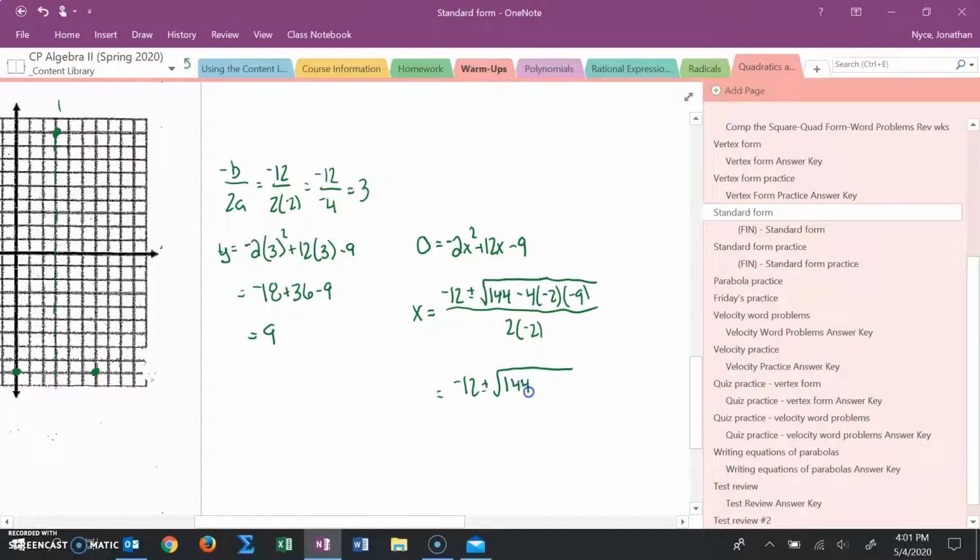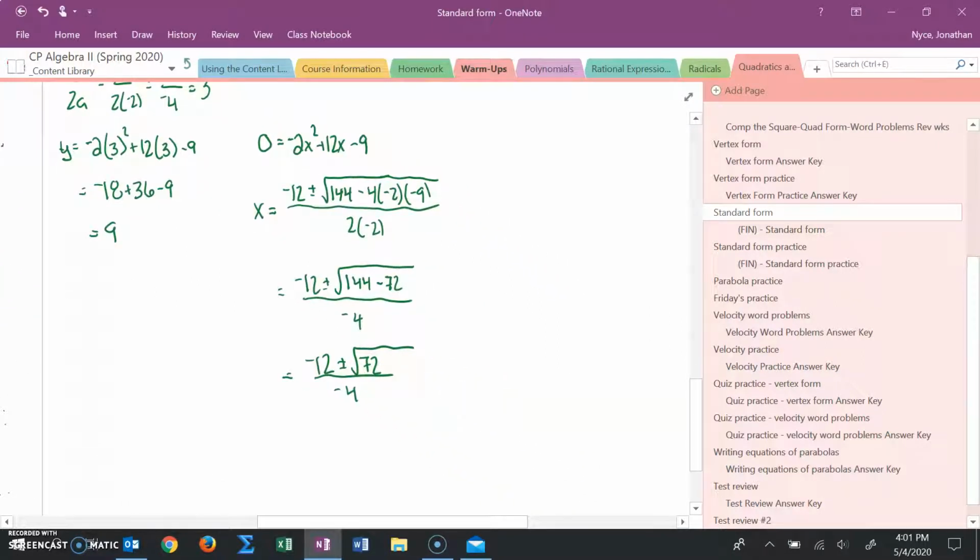So this is going to give us 144. And I know negative times negative times a negative is negative. And 4 times 2 is 8 times 9 is 72 over -4. So we have -12 plus or minus. And 144 minus 72 is 72 over -4. And we can break down root 72. That's going to give me 2 and 36. 6 and 6. I have a pair of 6s, so I know a 6 comes out. A 2 stays in.